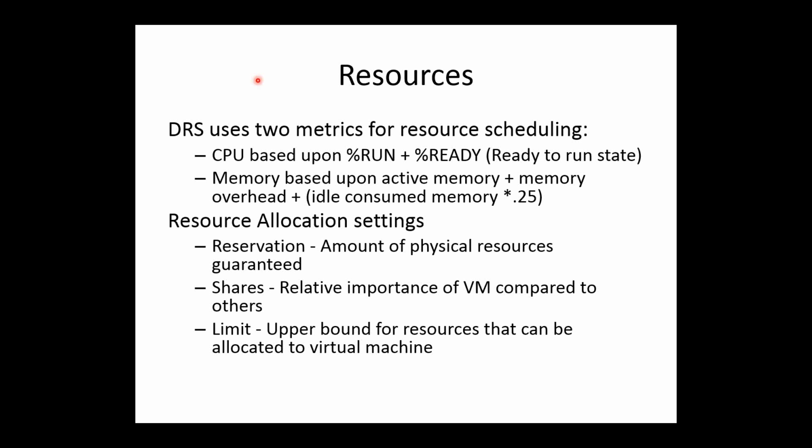All right, resources. When it's scheduling to figure out how many resources, because again, we want to consolidate down to what a virtual machine is really using, not what it says it needs or what it's allocated. CPU is based on percentage of run and percentage of ready together. That would be the metric used to determine how much CPU the virtual machine is really using. Memory is based on active memory plus memory overhead, and there's an idle consume memory times 0.25.